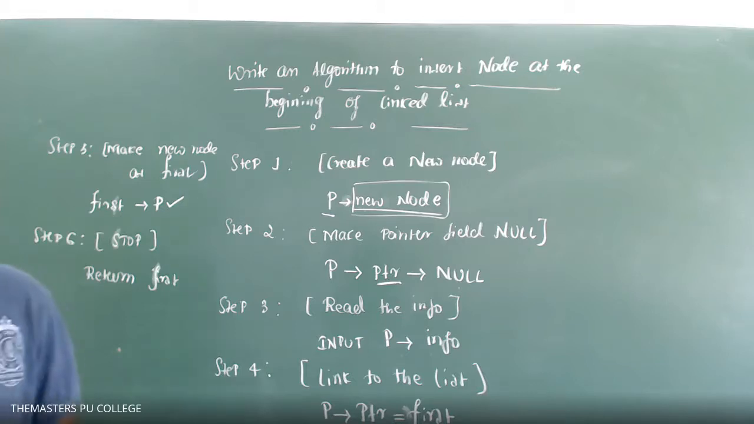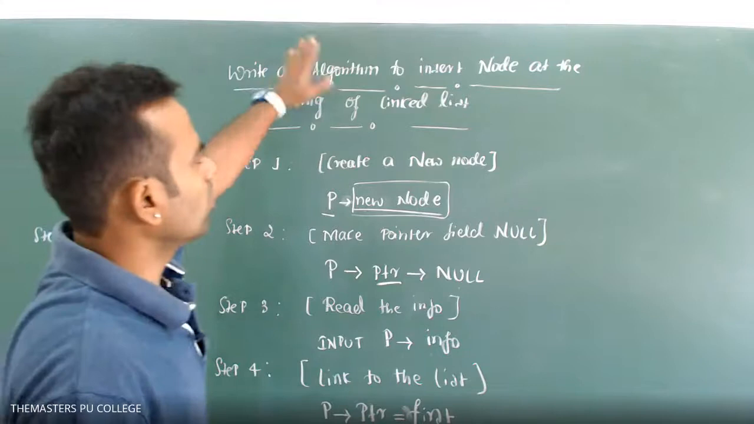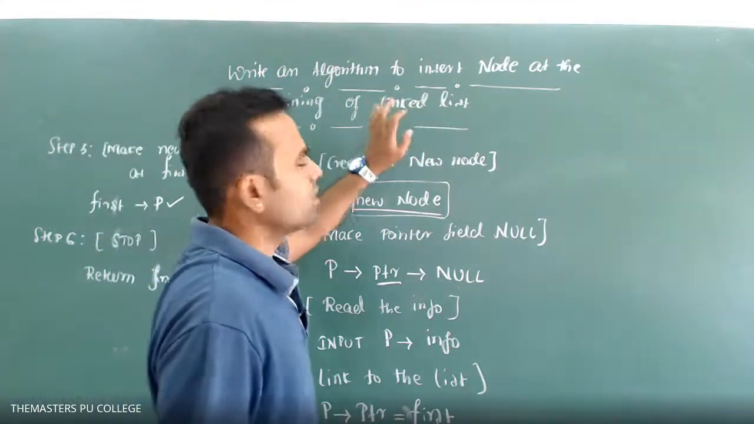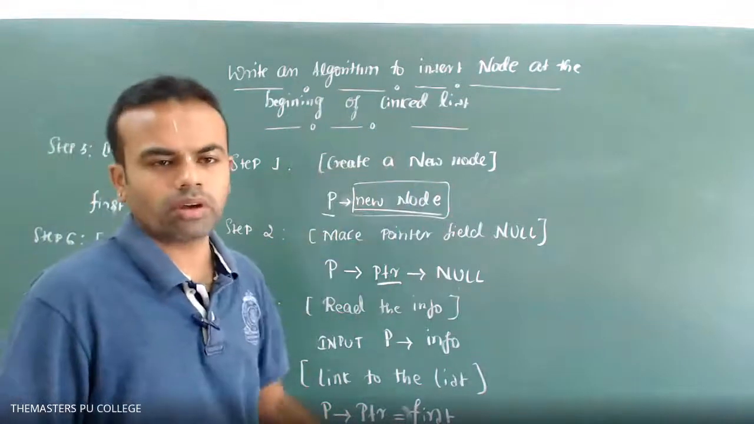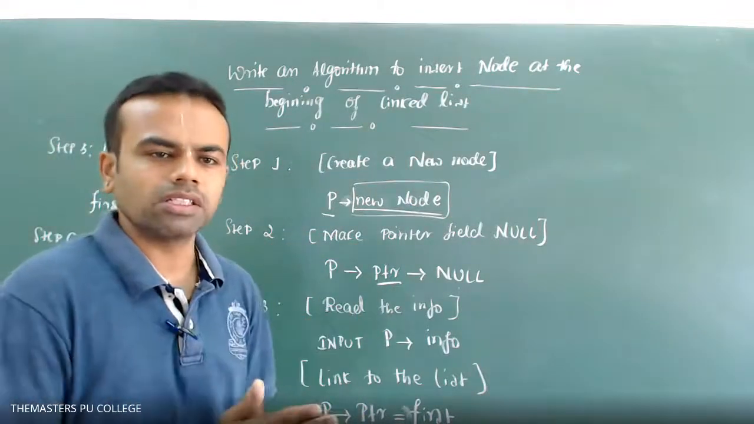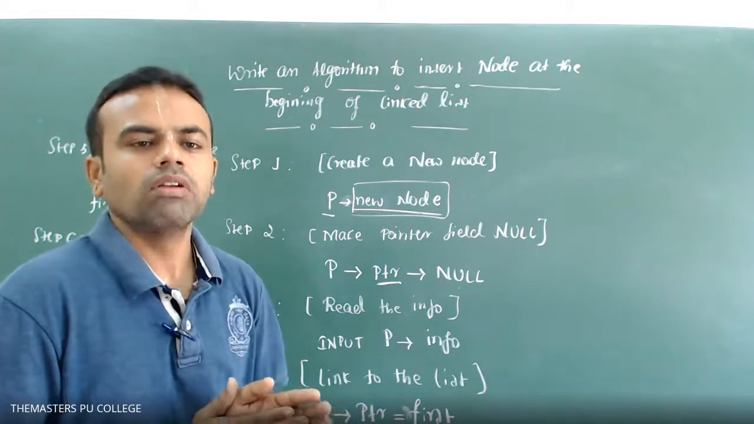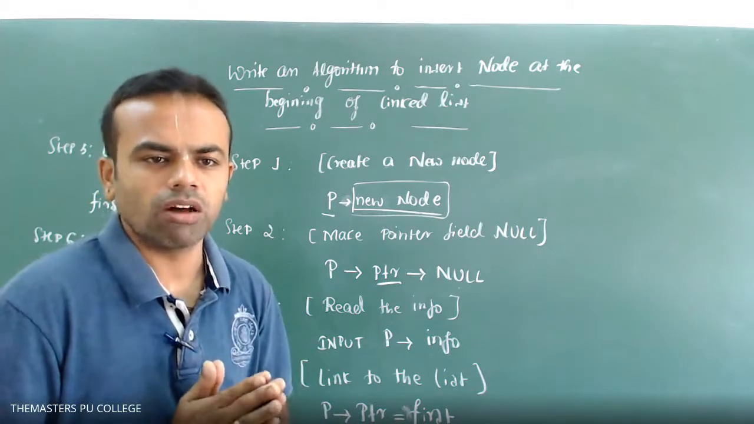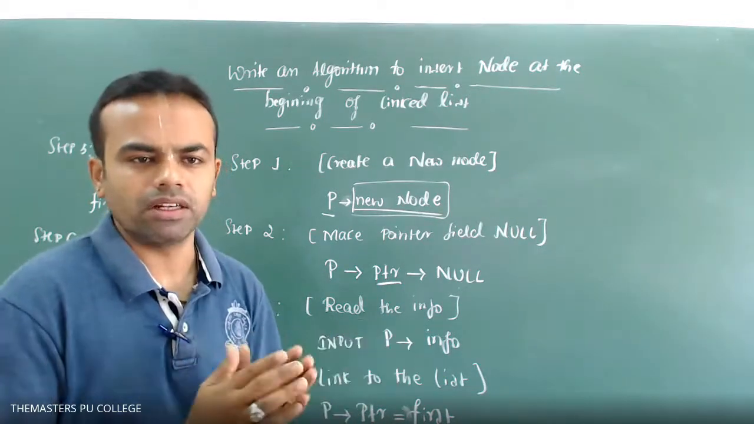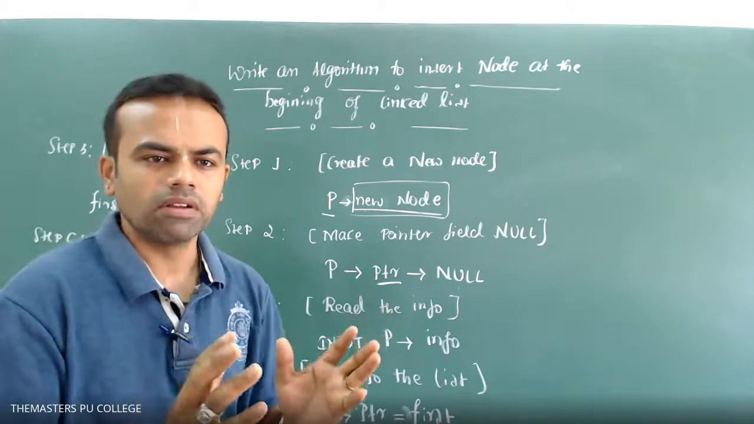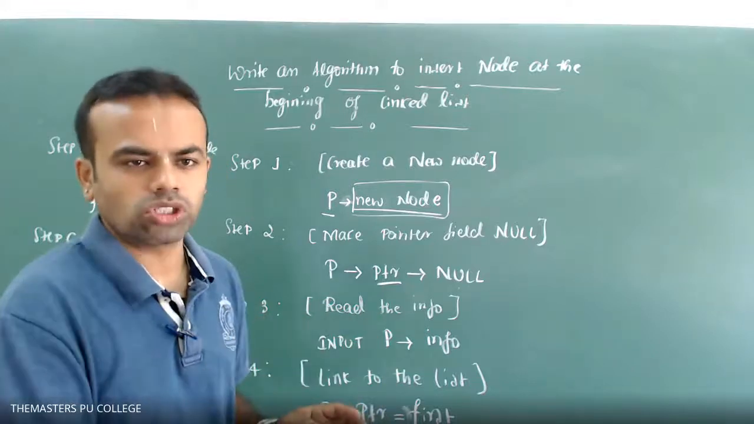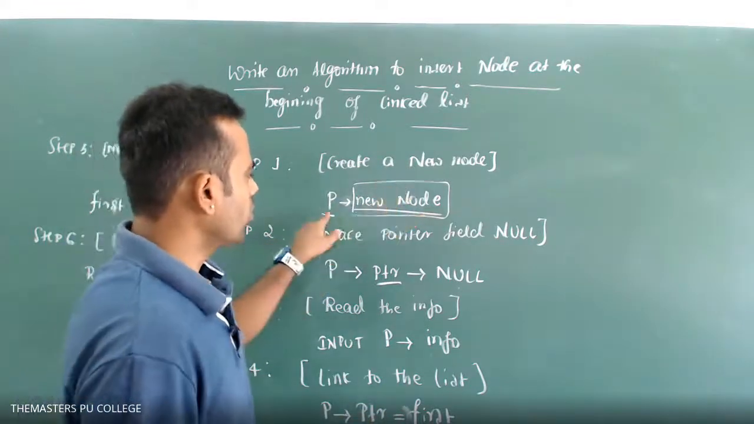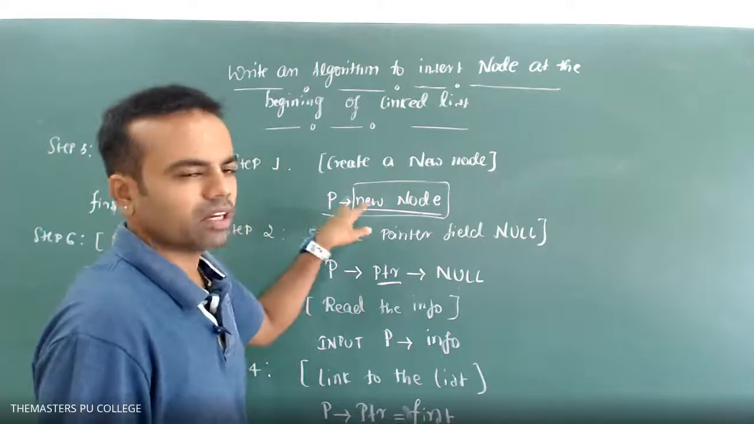Okay, see here this is an algorithm to insert the node at the beginning of the linked list. Okay, the step number 1 is create a new node. So as we know the linked list is first of all a linear data structure. It is a collection of many nodes, n nodes. Okay, create a new node. So P, let us consider P as a new node.